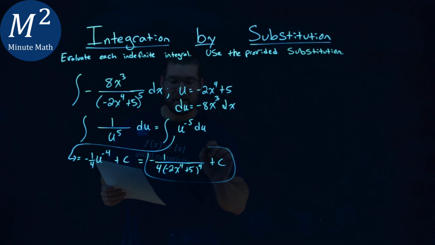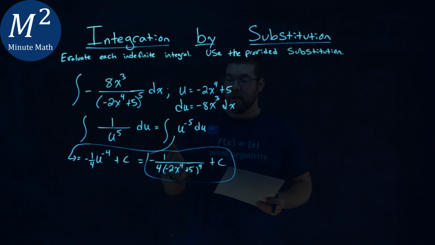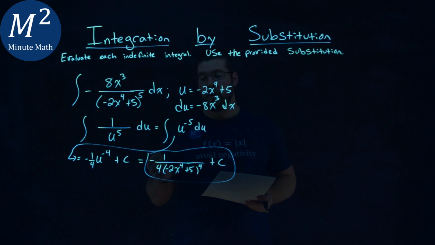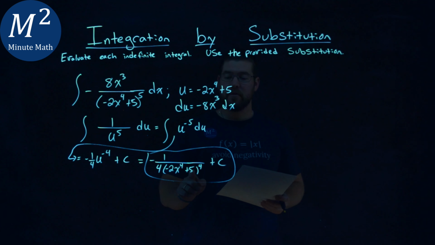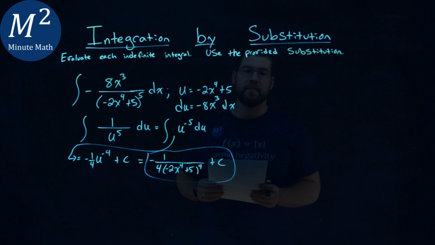And that's actually it. I kind of squished it in here, sorry about that. But our final answer here is a negative 1 over 4 times negative 2x to the fourth plus 5 to the fourth power plus c.